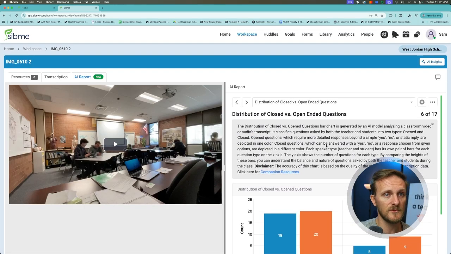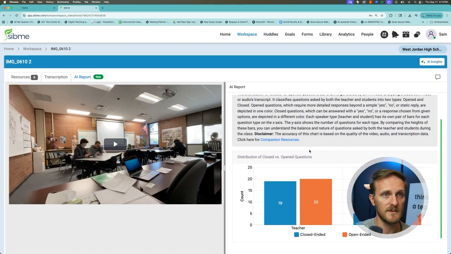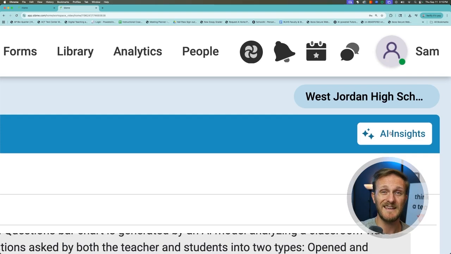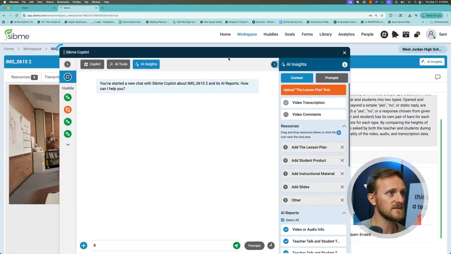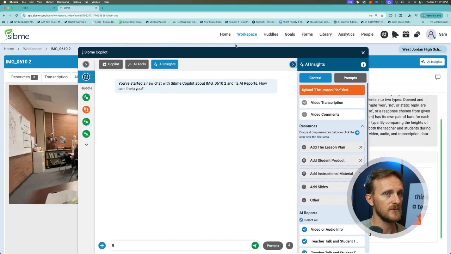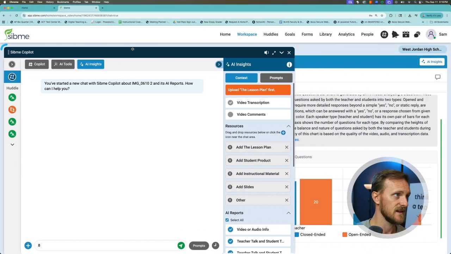After you've cruised through these and looked at the different data points, come up to the top right of your screen where it says AI Insights. You should see some stars sparkling, and we will click on that. It opens up this new window. You can move it around to different parts of the screen if you want to, still see the data and ask this.